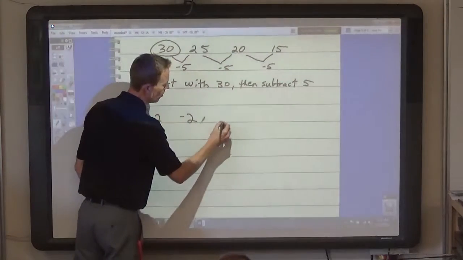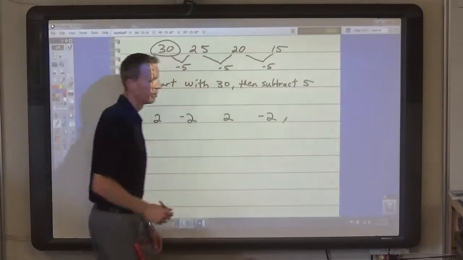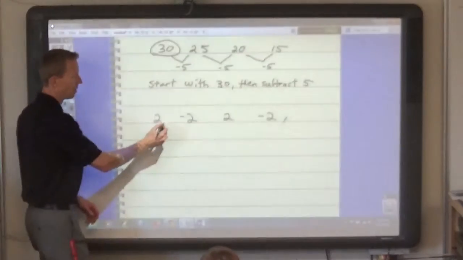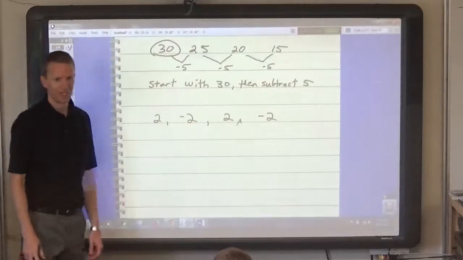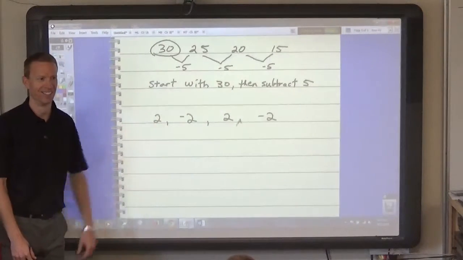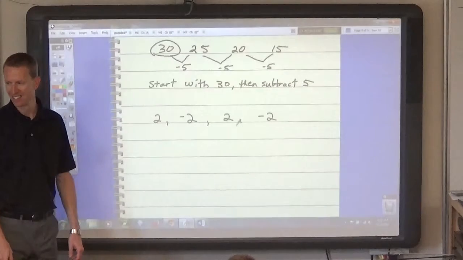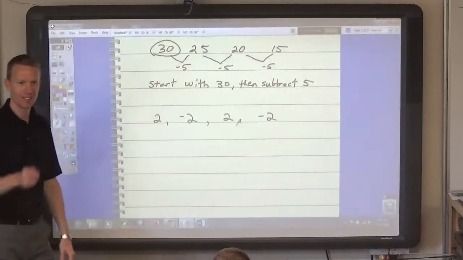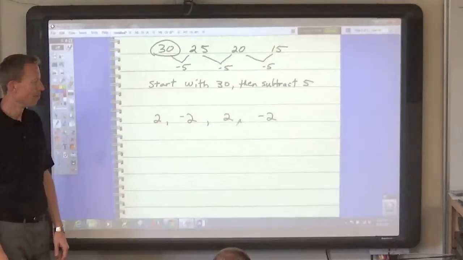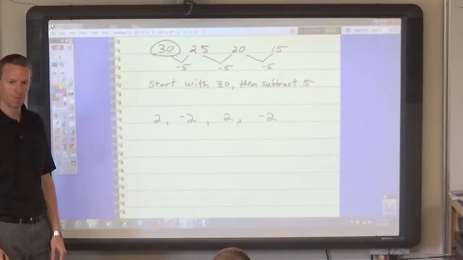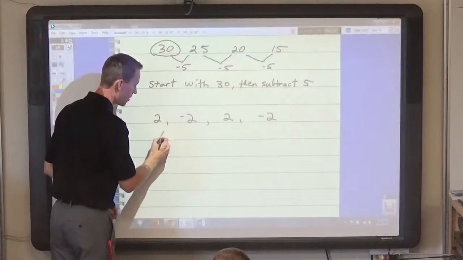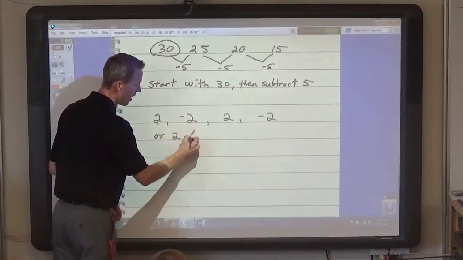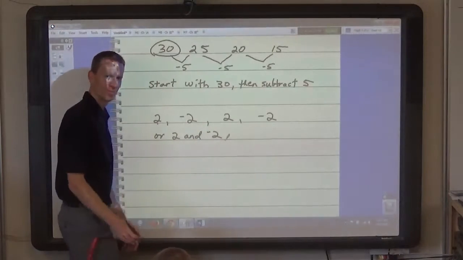2, negative 2. 2, negative 2. Don't overthink this one. Sometimes you can just recognize it. -4 plus 4. -4 plus 4. Yep. Or start with 2 and then -4 plus 4. Or you could say that it's just 2 and negative 2, alternating.